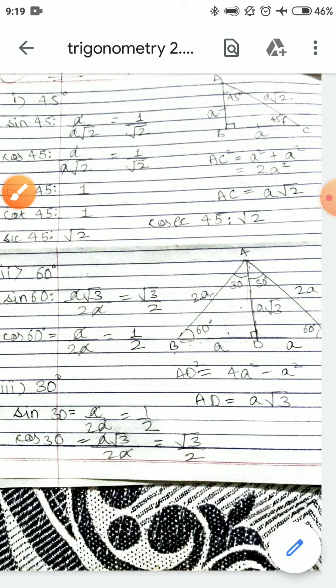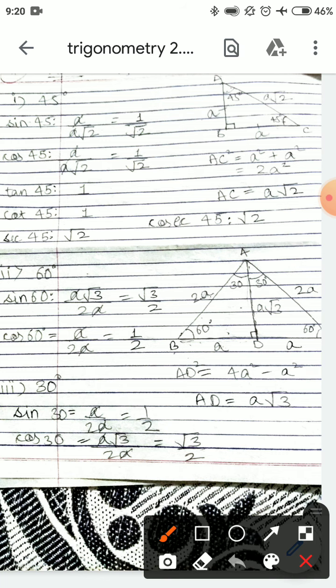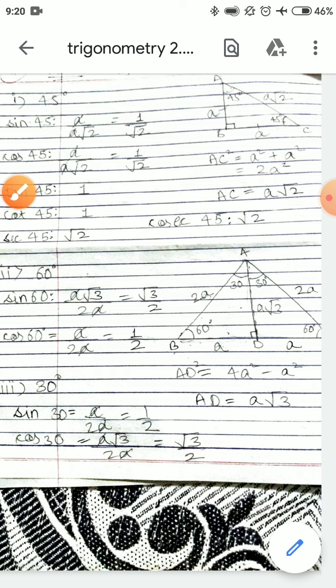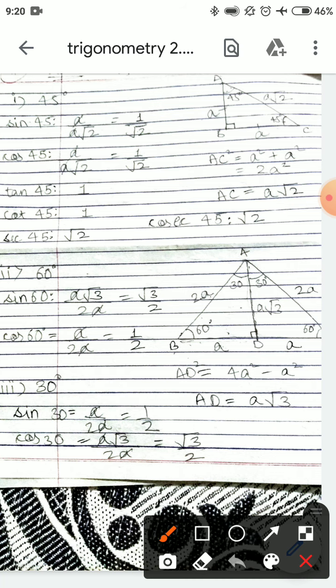And in the same way, cot 30 is the multiplicative inverse of tan 30, so cot 30 will be equal to root 3, and sec 30 is the multiplicative inverse of cos 30, so sec 30 will be equal to 1 upon root 3 by 2, which is equal to 2 by root 3. And the same way, cosec 30 will be equal to 1 upon sin 30, that is 1 upon 1 by 2, this will be equal to 2.